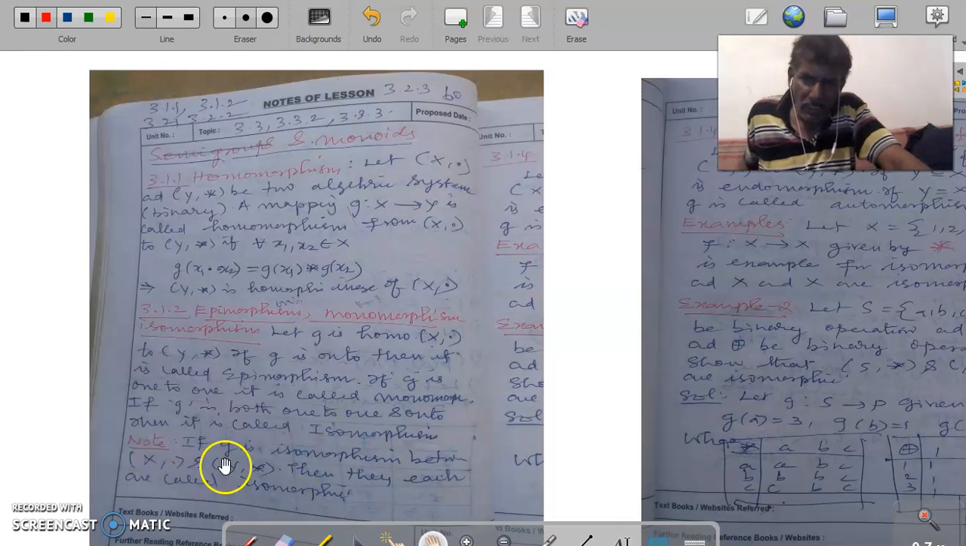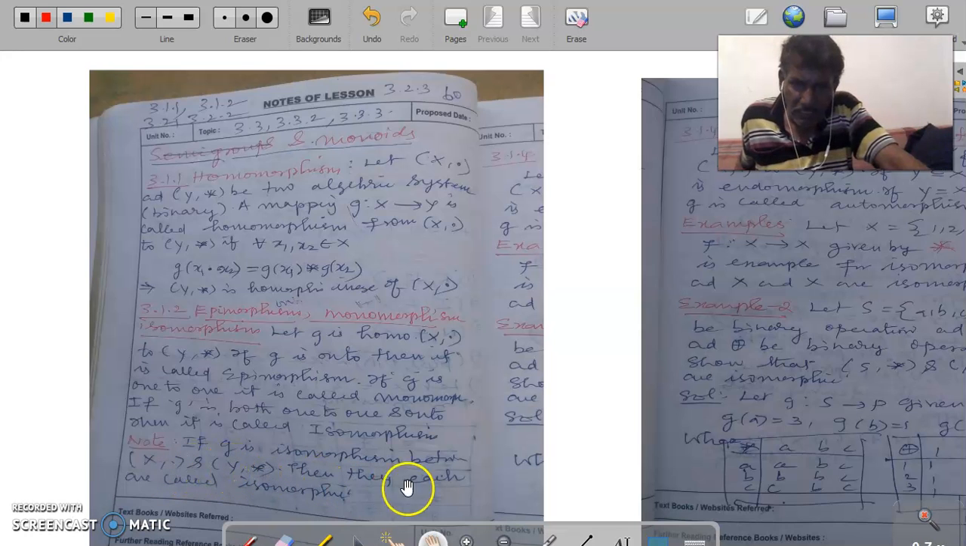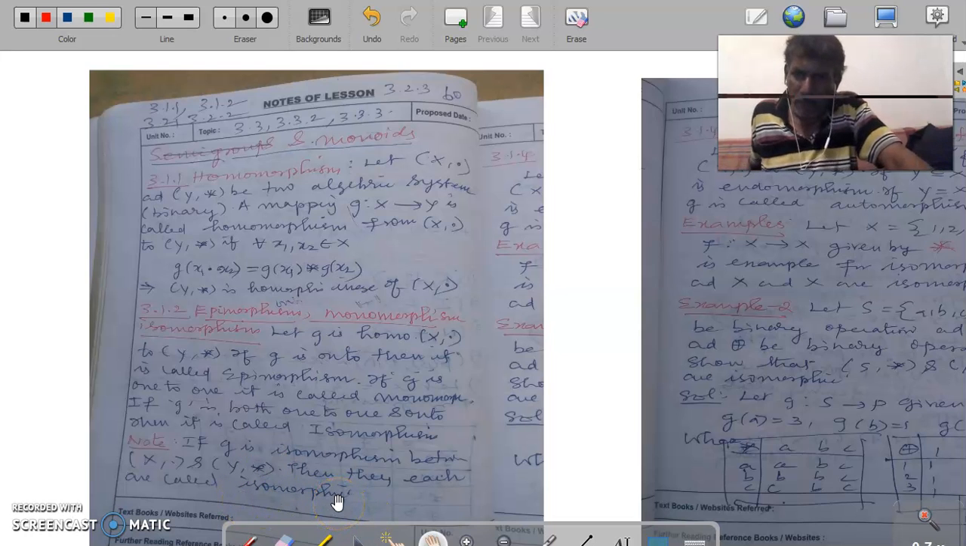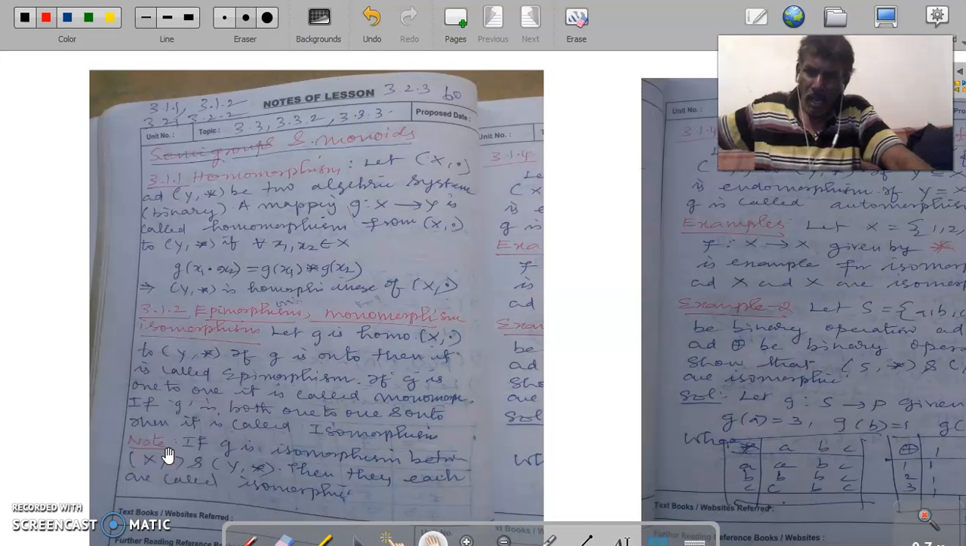Okay. If G is an isomorphism between (x, dot) and (y, star), then they are called isomorphic. That is, (x, dot) and (y, star) are isomorphic. This is isomorphic to this and this is isomorphic to this.